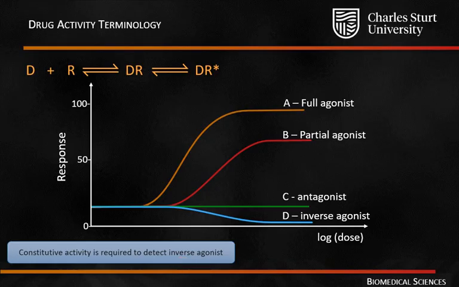So what the inverse agonist is doing is stabilizing the receptor in its inactive form. So the inverse agonist is causing a conformational change, but it's to an inactive state, whereas the partial agonist and the full agonist are converting that protein into and stabilizing it in a more active state.